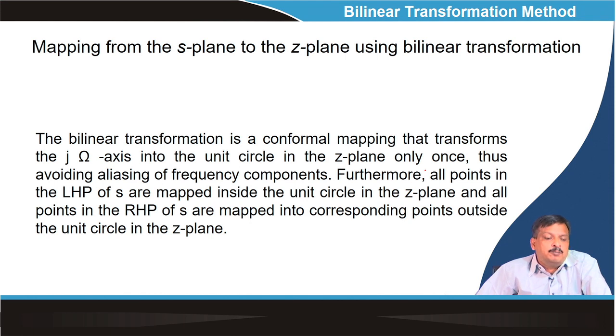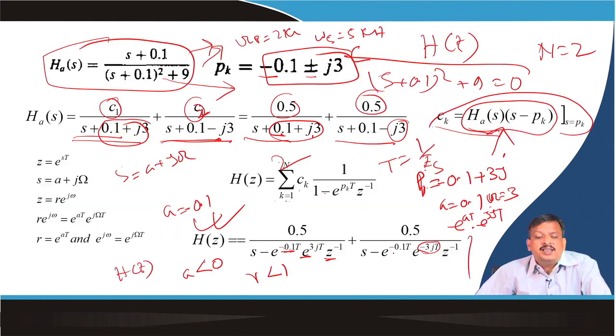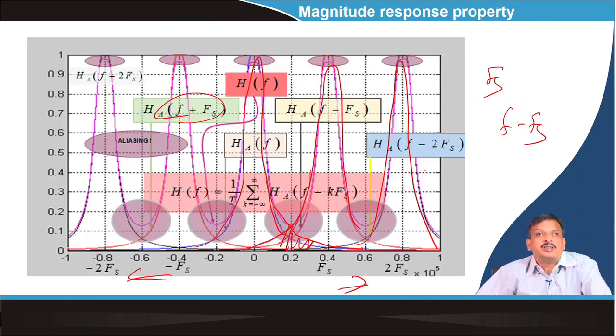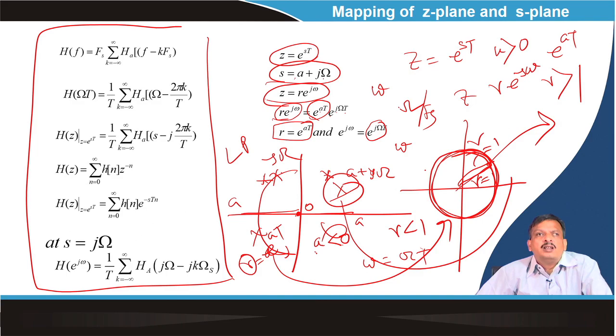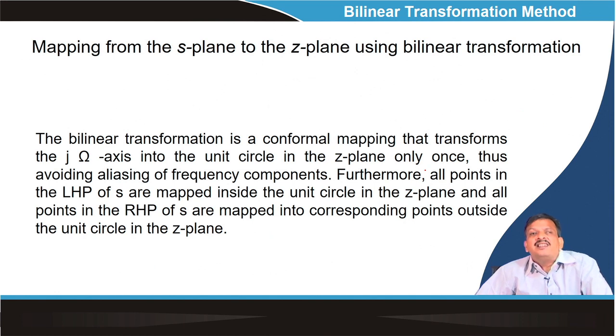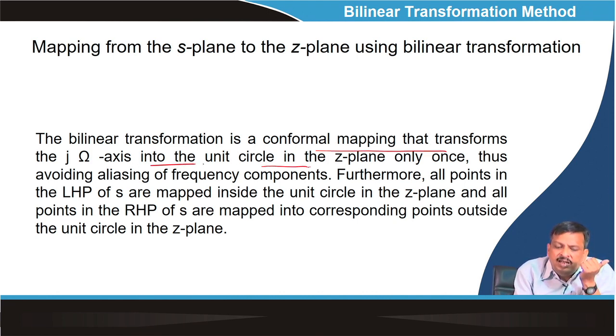Now, the bilinear method, mapping from the S plane to the Z plane, I have already said that. Okay, so this is called the impulse invariance method. Then there is another method, which is called the bilinear transform method. So what is the bilinear transform method? Bilinear transform is a mapping of the j omega axis to the unit circle in the z plane only once.